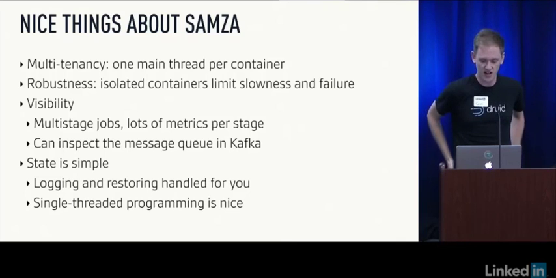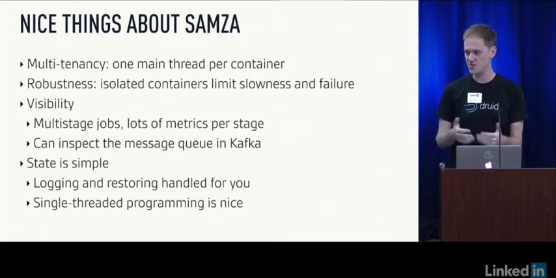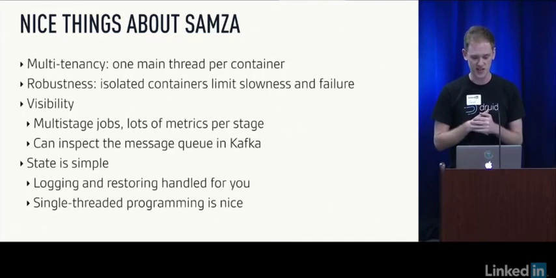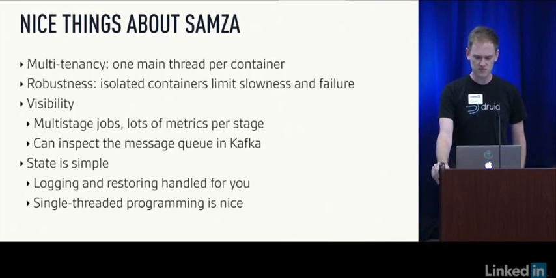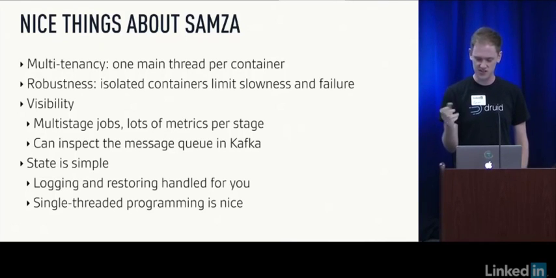Multi-tenancy is great. There's one main thread per container, which is really cool. It means you can use Yarn's CPU isolation to make sure the containers don't step on each other CPU-wise. We do use Yarn, and so you have these containers. They have a fixed bundle of resources. We give them like a CPU and a half, and I think about 3 gigs of memory, and that's what they get, and Yarn enforces that.